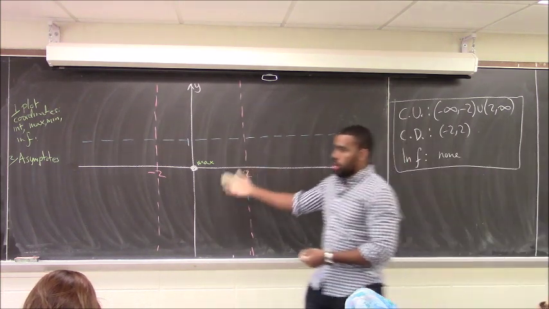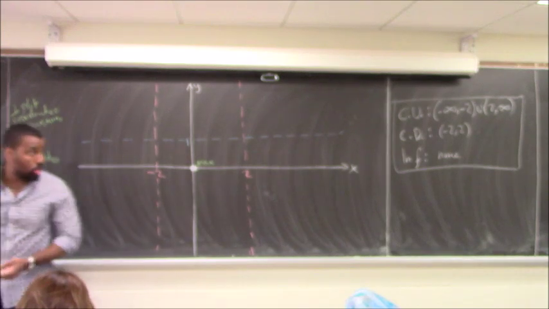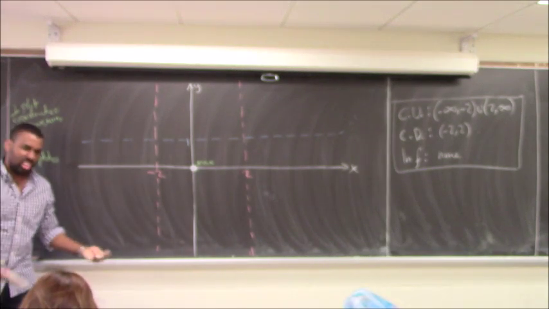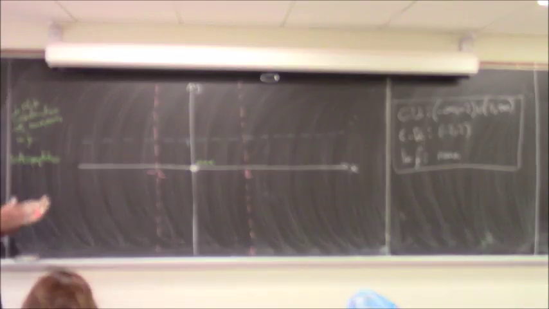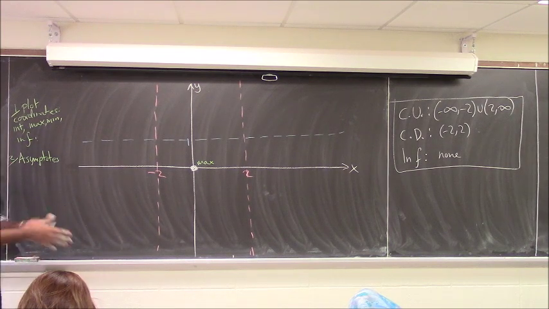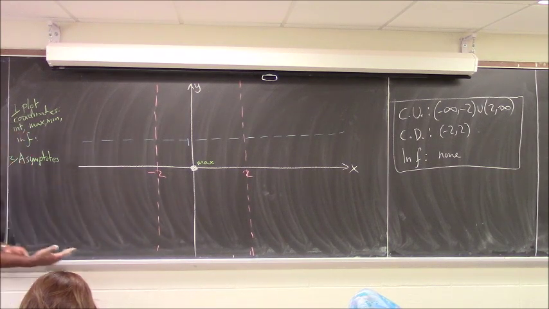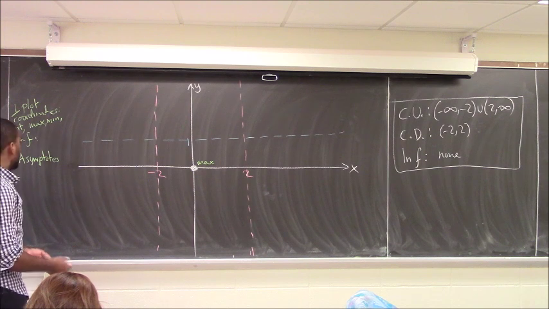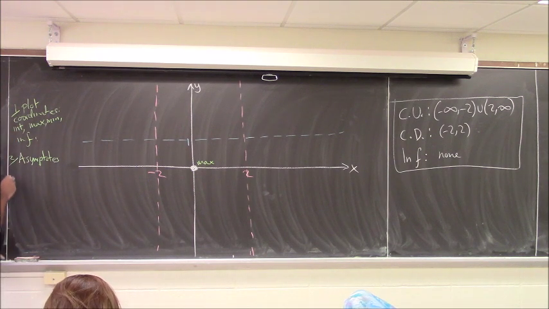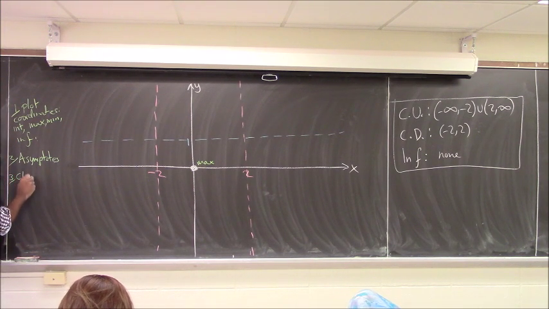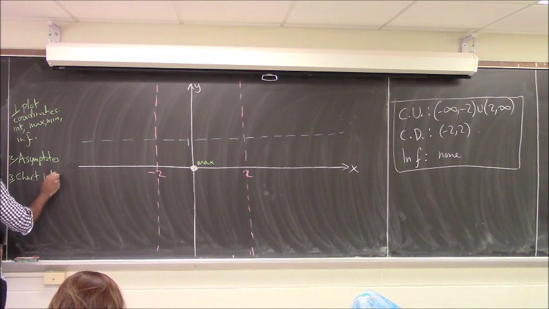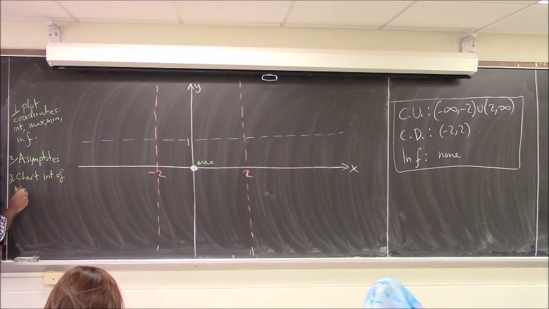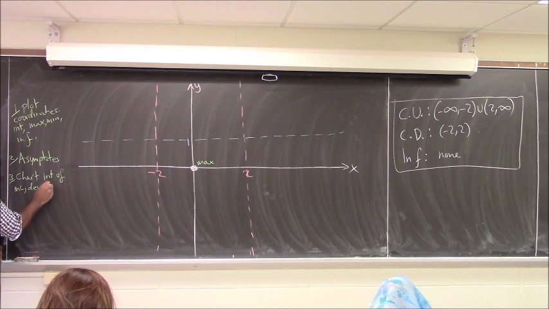So I put in the important coordinates. The next thing I put in are the asymptotes. Draw these as broken lines because they're not officially a part of the graph. They're just guiding us as to what lines the graph needs to avoid, what lines it should be going towards, etc. And then I actually like to chart the intervals of increasing, decreasing, and concavity.